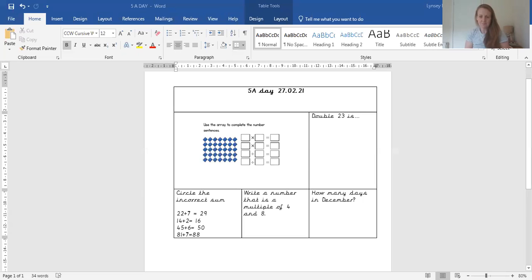Before we begin, in your OneDrive folder is your 5 a day, which looks like this. So either print it out or do it on paper. Pause me, no more than 10 minutes, and when you're done, come back and we will mark it together. Good luck.